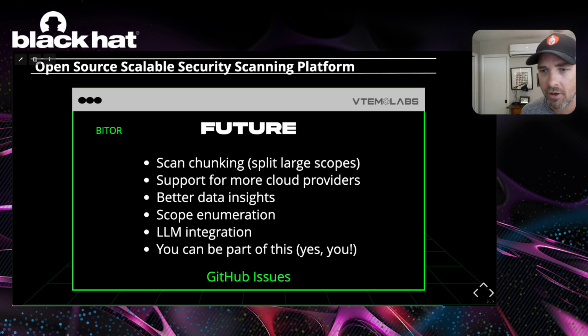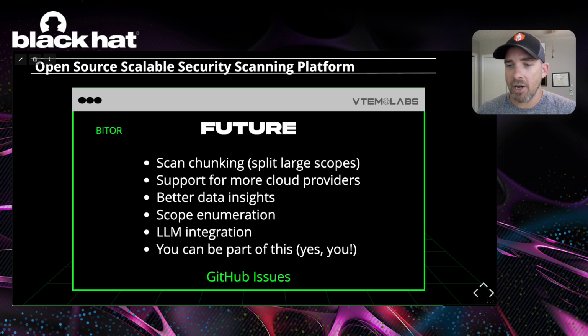So what's the future? Some of the things that I look to add in here are scan chunking, being able to split large scans up into chunks. So if you have 1,000 hosts that need to be scanned, maybe 10 chunks per virtual machine, you'd run a lot more virtual machines, but you'd run them for a lot shorter time. Support for more cloud providers. Right now I have DigitalOcean and AWS working, but there are some other cloud providers that could also be useful, Azure being another one. Better data insights, so the ability to look at what this scan data is coming back as and visualize that better.